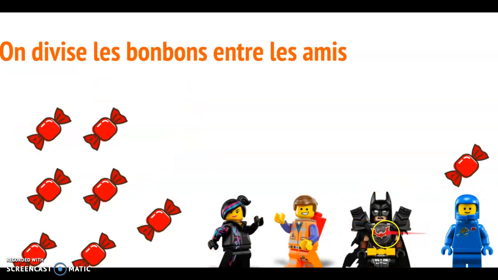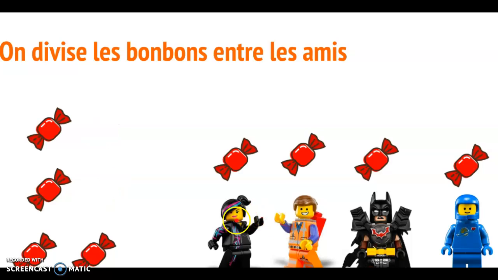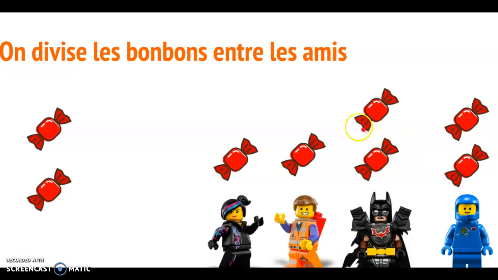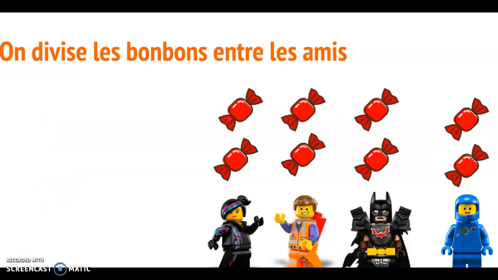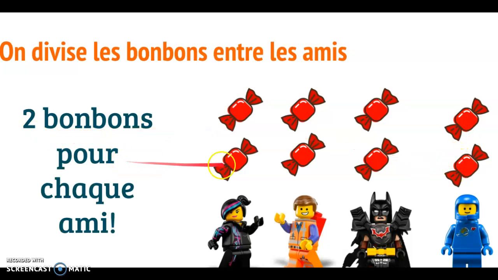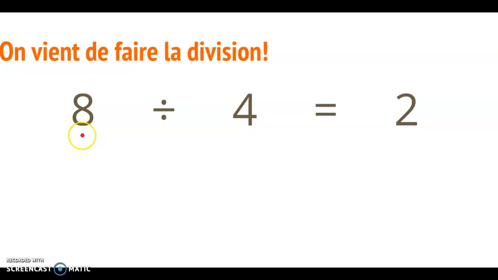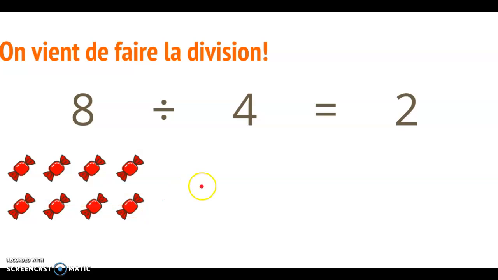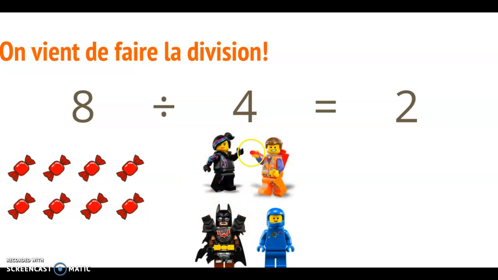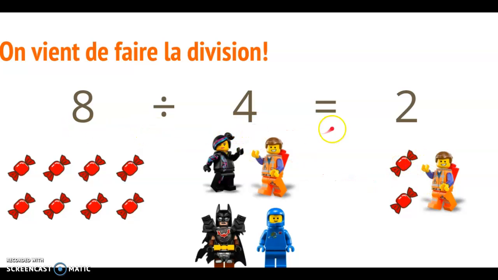So I'll give one to him, one to him, one to him, one to her. I still have candies left over, so I'll give more candies away. Another one to him, another one to him, another one to him, and one to her. So now each friend has received the same amount of candies, and they've each received 2 candies. So the division we just did is 8 divided by 4 equals 2, because we had 8 candies in total. We divided them amongst 4 friends, and each friend received 2 candies. So again, 8 divided by 4 equals 2.